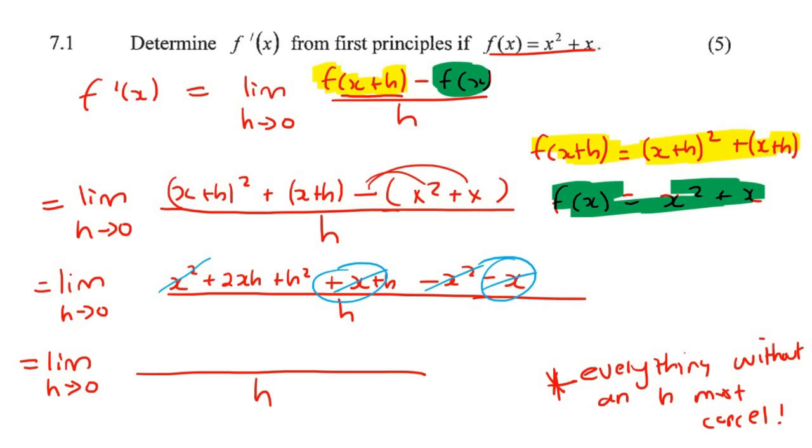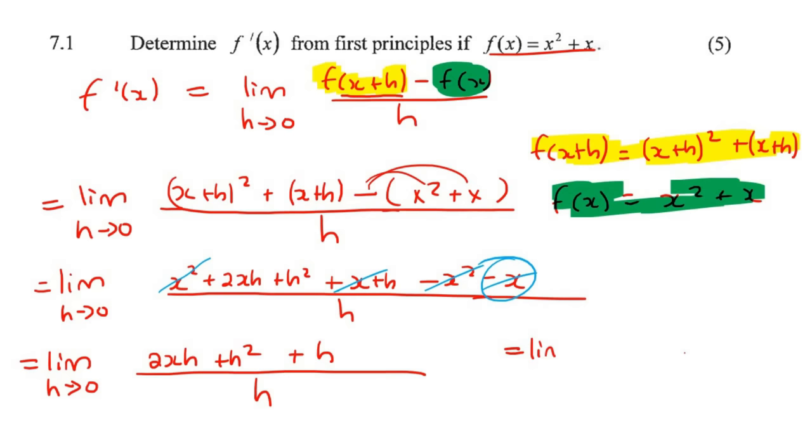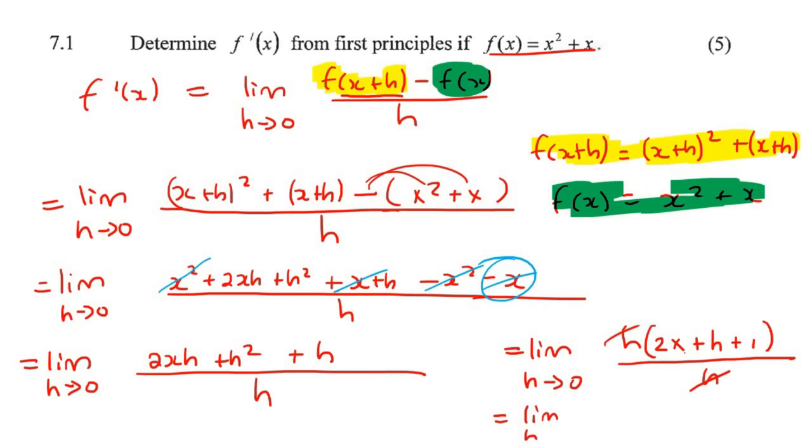Okay, so what we have left is 2xh plus h squared. Don't forget about that one. Plus h. There we go. Okay, next step. Take out a common factor of h, and then you'd be left with 2x plus h plus 1 over h. Now these h's cancel. Beautiful. We want that to happen. Cancel, cancel. And so we now end up with the limit as h goes to 0 of 2x plus h plus 1.